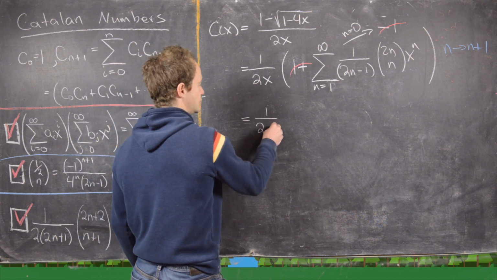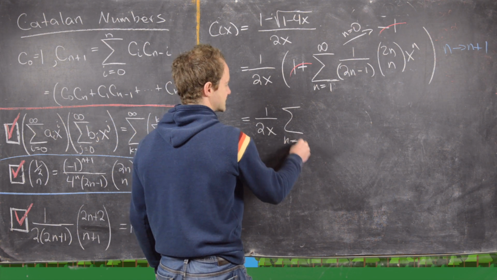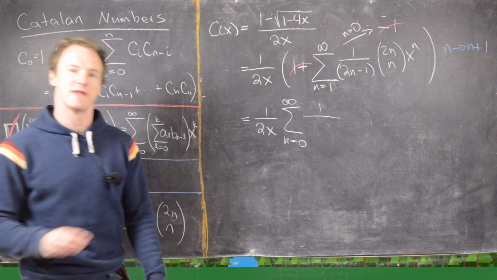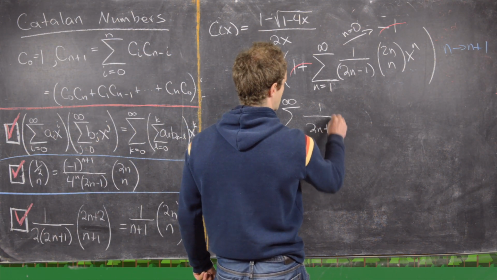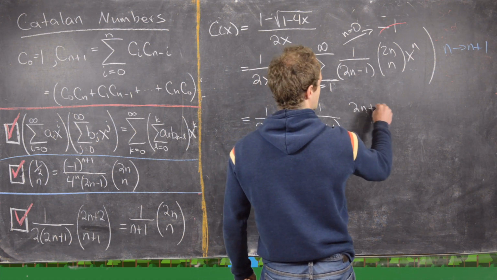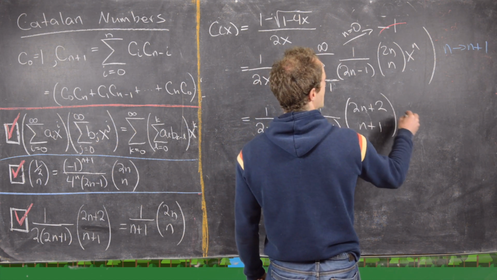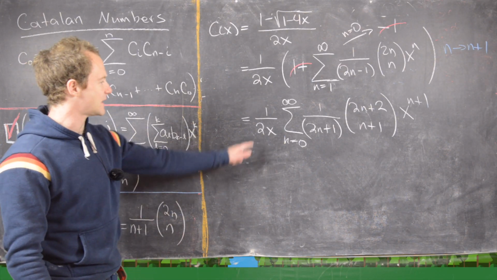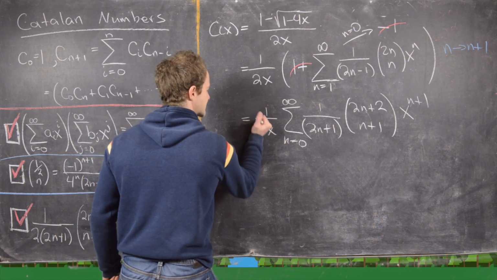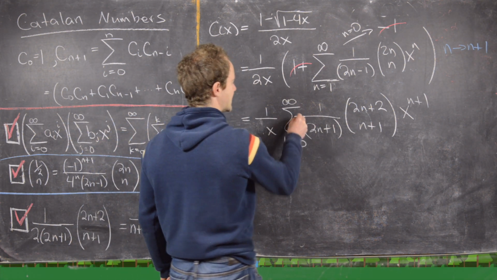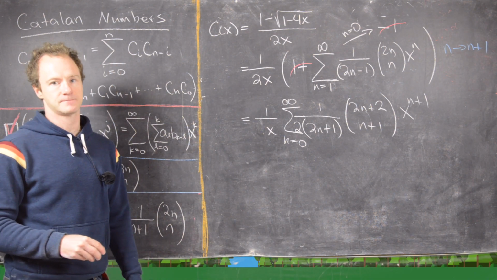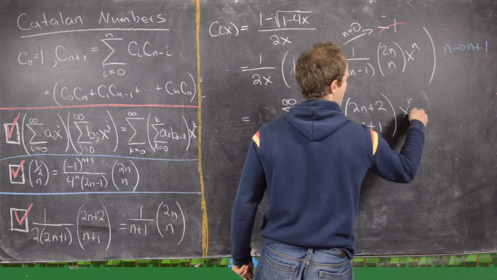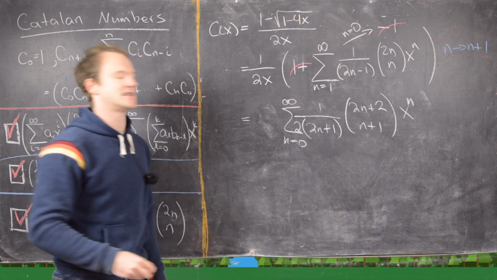That's going to give us 1 over 2x, and then the sum n equals 0 to infinity of 1 over, if I replace n with n plus 1 there, I get 2 to the n plus 1, and then I have 2n plus 2 choose n plus 1, x to the n plus 1. But now some simplification can happen. I'll take the 1/2 from this 1 over 2x and bring it inside, putting it in the denominator there. The next thing I want to do is take this x in the denominator and cancel this x to the n plus 1 down to x to the n.